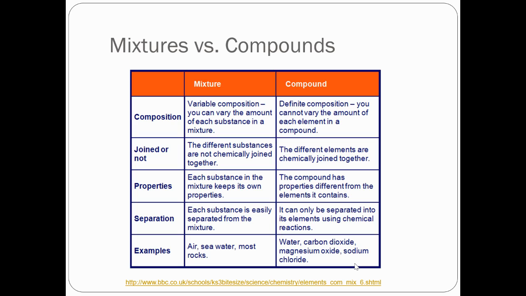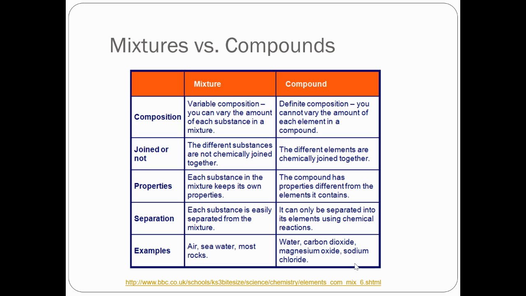But in a compound, the different elements are chemically joined together. So you cannot separate these things just by pulling them apart. Some kind of chemical reaction has to happen to separate them, the way it had to happen for them to come together. And when it comes to properties of mixtures, each substance in the mixture keeps its own property, right?